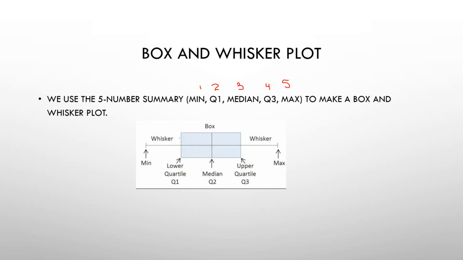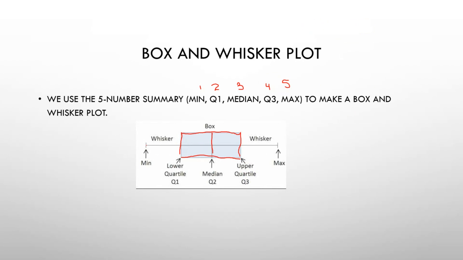And the way it works is we're going to make 3 lines. We make one line at Q1, the lower quartile. We make a line at the median and a line at the upper quartile. So those are vertical lines. And then we make a horizontal line to connect. That gives us the box.